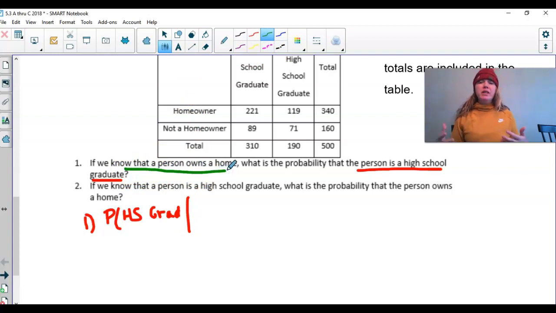So you can imagine we have 500 people in a room. We take the names of everyone who already owns a home. We put their names in a hat. We shake that hat. Out of all the people who own a home, what's the probability the person is a high school graduate? That's what we're getting at here. Okay, so we're going to put owns a home.